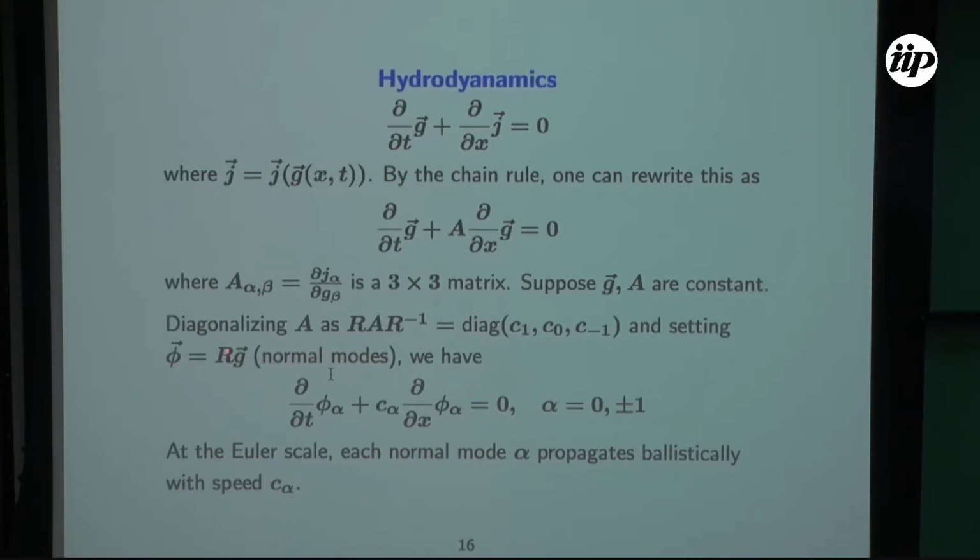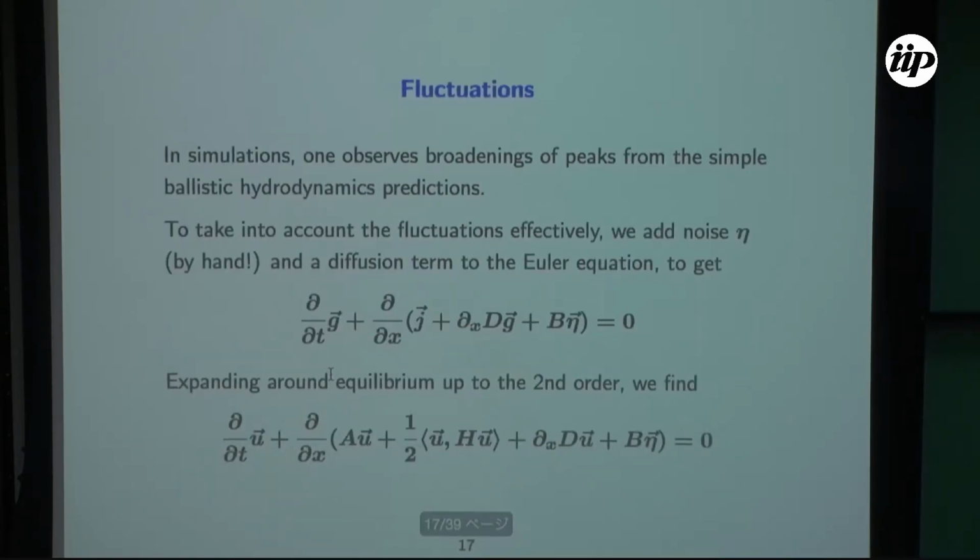And then correspondingly, we can switch to these diagonalized modes, from the original g to phi. Then for each mode, the equation is simply written in this way. So this is simply propagating with speed c_alpha, right? So at this Euler scale, each mode just propagates ballistically with speed c_alpha. This is a very simple hydrodynamic description.